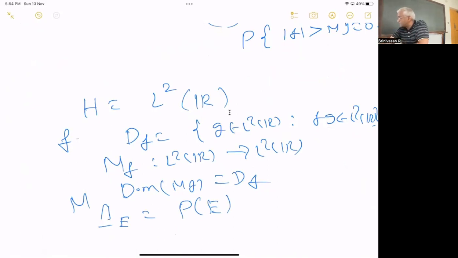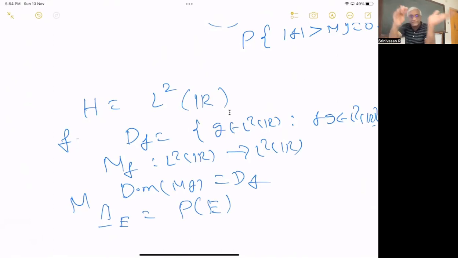P of any set is multiplication by 1_E, which is a bounded operator, and it will be a projection because 1_E squared equals 1_E. Since 1_E takes real values, it is self-adjoint. And you can prove that it's a projection: P squared equals P because 1_E squared equals 1_E again. So this is a projection, and this will give a spectral measure. This is an example of a spectral measure.